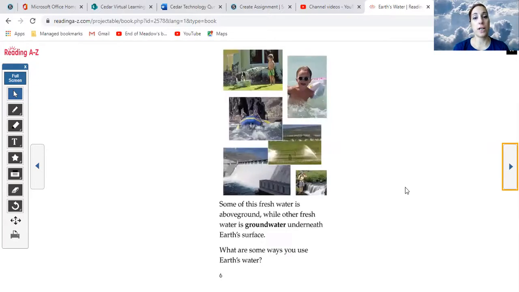Some of this fresh water is above ground, while other fresh water is groundwater underneath Earth's surface. What are some ways you use Earth's water? Here, this boy is giving his dog a bath. This kid is going for a swim. These people are doing whitewater rafting, which is super fun. This farmer is spraying her fields with water. And this gentleman is going for a hike and drinking his water in front of a waterfall.